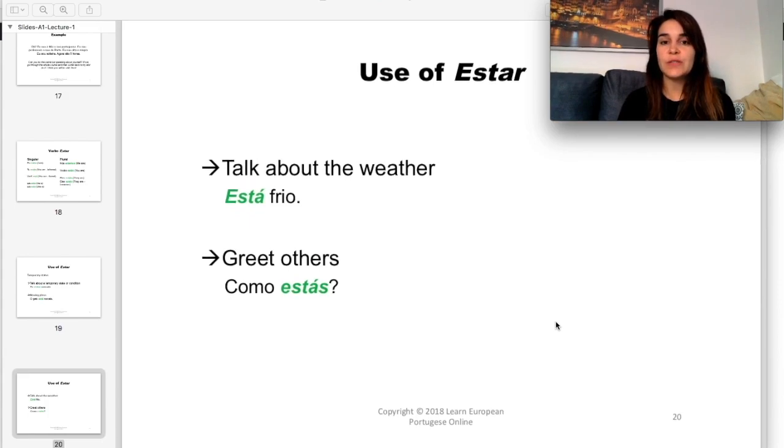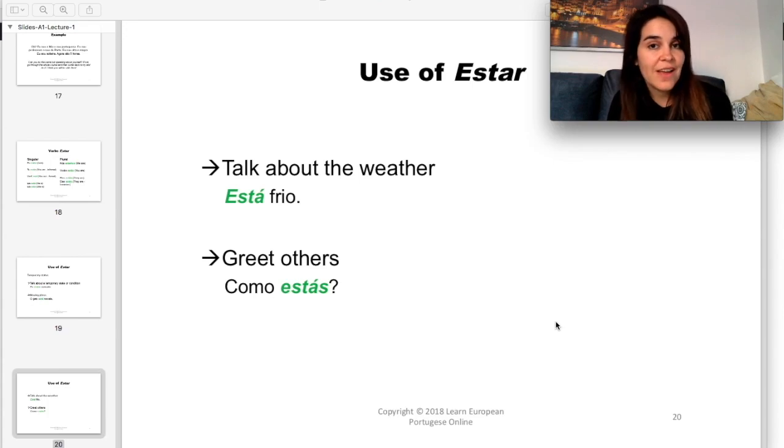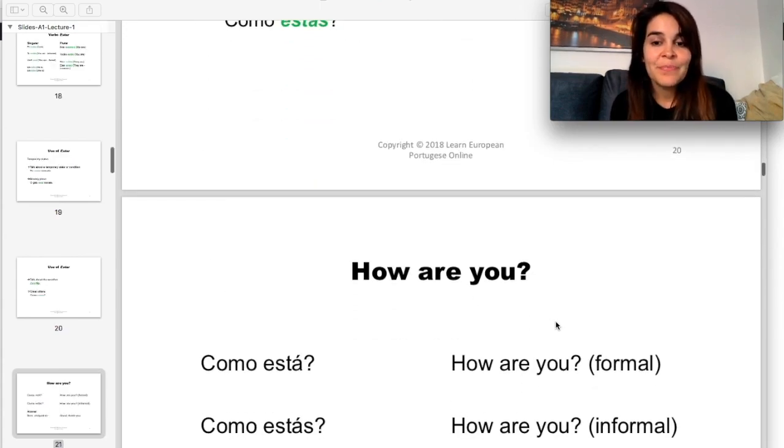Then you also use it to talk about the weather. What else, right? The weather is constantly changing, so this one is pretty straightforward. For example, we can say está frio, it's cold, or está sol, it's sunny, and so on. And also you can use it to greet others, to ask how they are, because how they are feeling right now can change as well. So we say, as you probably have seen before, como estás? How are you? Como estás?